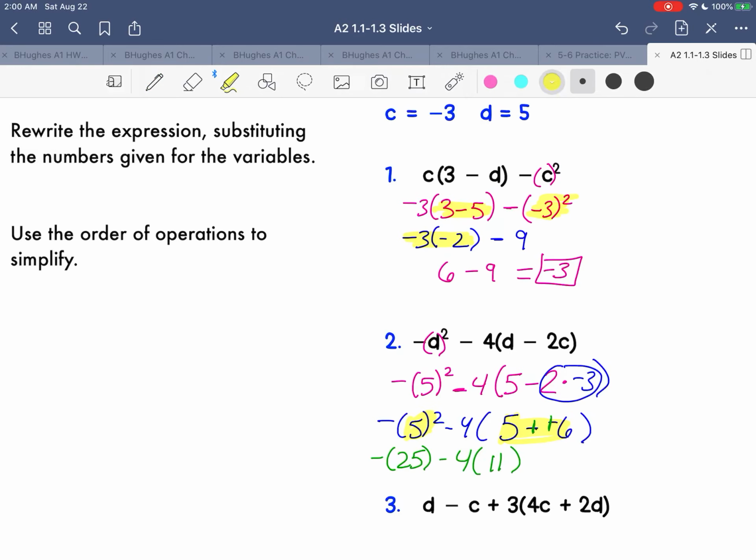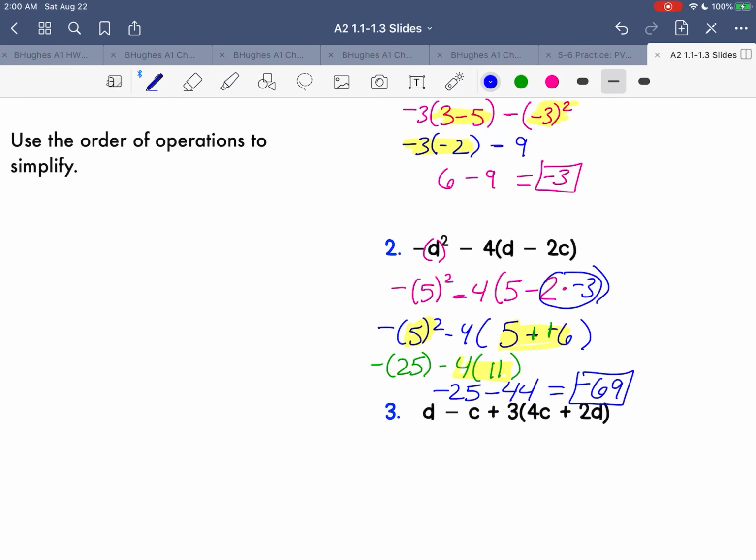Okay, so my last step is to figure out what operation to do. I see 2 operations. I see subtraction, and then this is multiplication. Multiplication needs to take place first. So I am going to get negative 25 minus 44. And if you know your integer rules, you know that negative 25 minus 44 means the same thing as negative 25 and negative 44. So that's going to give me negative 69.